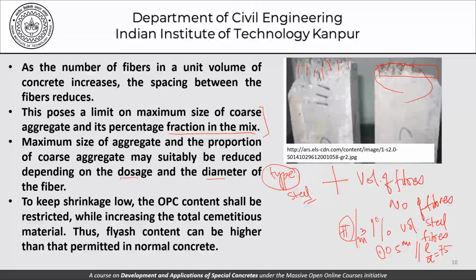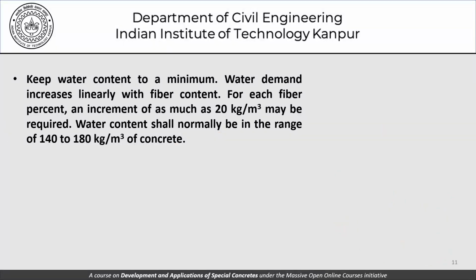To keep the shrinkage low, the OPC content shall be restricted while increasing the total cementitious materials. Thus, fly ash content can be higher than that permitted in normal concrete, because when we talked of that limit of 400, obviously we don't want to push in 400 kgs of cement alone into it. We would like to have some fly ash and other powders so that our shrinkage and other problems that arise on account of high levels of cement are still kept in control. We need to keep the water content to minimum, yes, but the water demand increases linearly with fiber content.